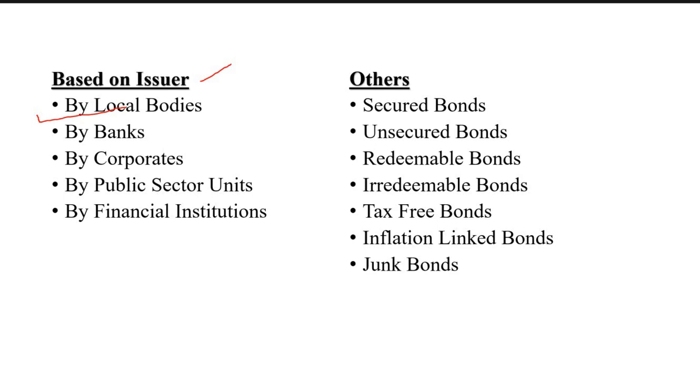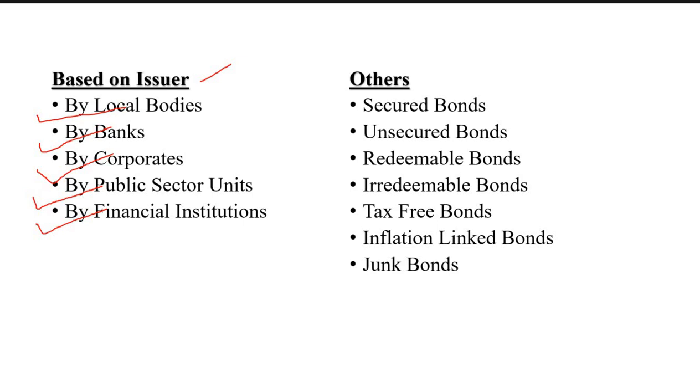For example, local body means municipalities. If they issue some bonds, those are known as municipal bonds, right? Such kind of bonds issued by any local authorities are known as local body bonds. Next, any bonds issued by banks are known as bank bonds. On the basis of corporates, if any MNCs or corporate companies issue bonds, those are corporate bonds, correct? Next is public sector units. If any public sector companies issue bonds, those come under public sector unit bonds. Next is financial institutions. Apart from this, if any other financial institutions issue bonds, such bonds are known as financial institution bonds. So these are the different bonds on the basis of issuer.